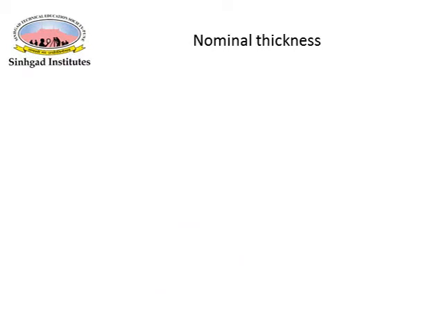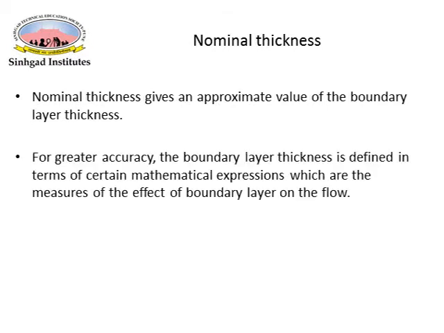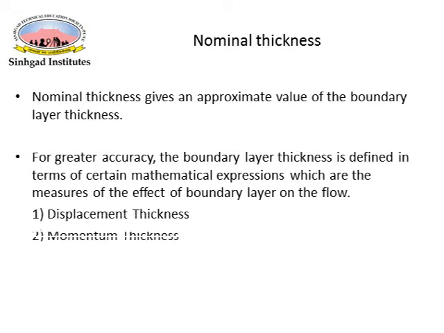So the thickness gradually increases. Nominal thickness gives an approximate value of the boundary layer thickness. For greater accuracy, the boundary layer thickness is defined in terms of certain mathematical expressions, which are the measure of the effect of boundary layer on the flow: displacement thickness, momentum thickness, energy thickness, shape factor.